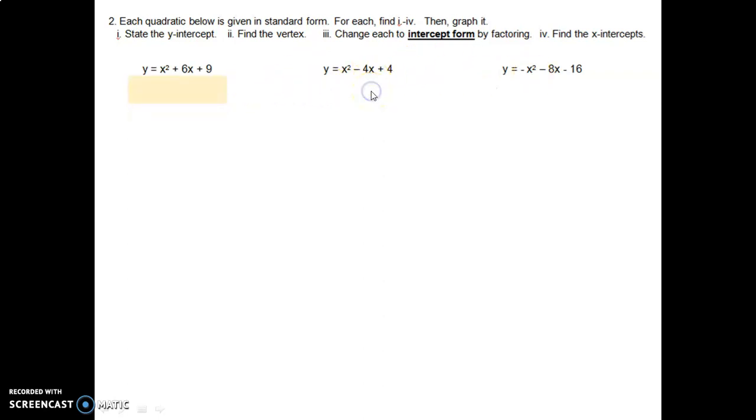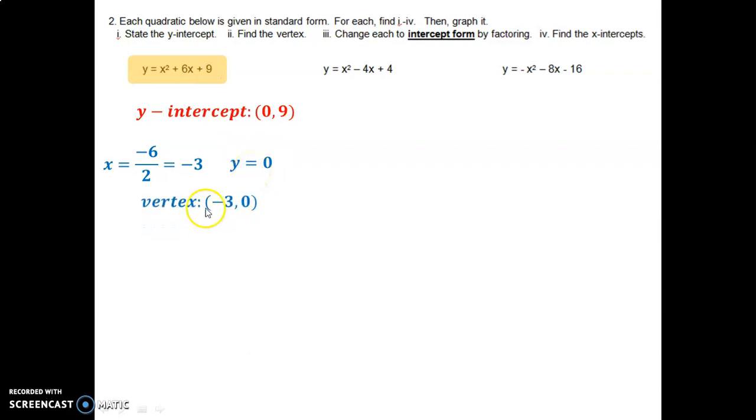Let's try. First one, all right, y-intercept 0, 9. Find the vertex. -b over 2a gives us -3. Put that back in here, and we get 0. Oh, interesting. Y is 0. We haven't seen that before. So that means our vertex is -3, 0.